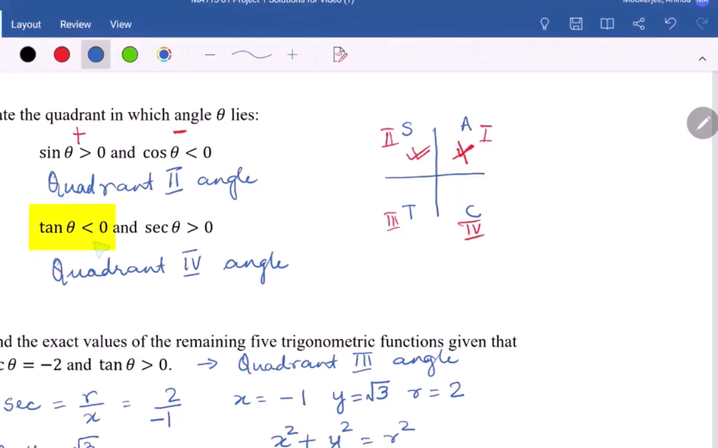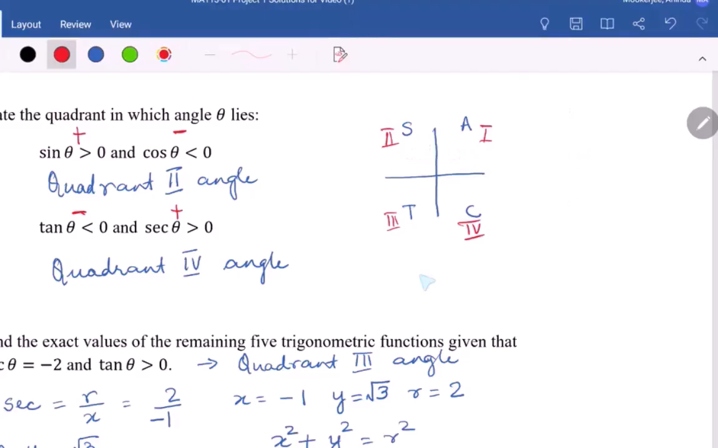Part B says tan of theta is less than 0 and secant of theta is greater than 0. Therefore, tan is a negative value for that angle and secant is a positive value for that angle, whatever the angle measure is. That's the second case given to us.